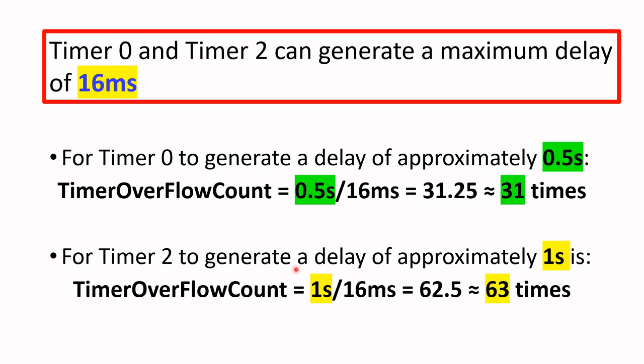Now for timer 2, let's say I want to generate a 1 second delay with timer 2. Again, I can use the same variable name for it. I have 1 second divided by 60 milliseconds. That gives me about 62.5, which if I round it up, is about 63 times. What that means is I need to get timer 2 to complete 60 milliseconds 63 times. Now you'll see what it means when I come to the code.